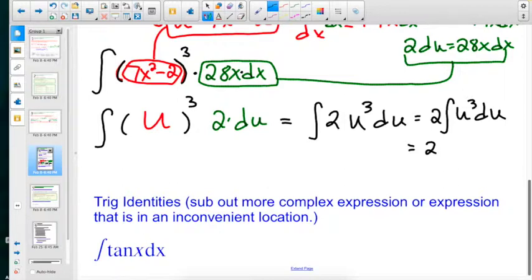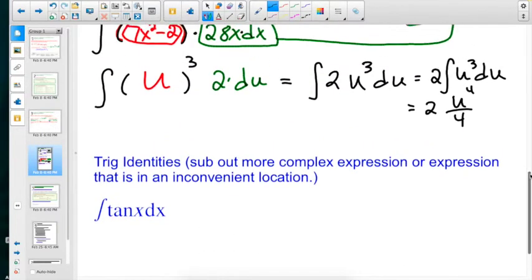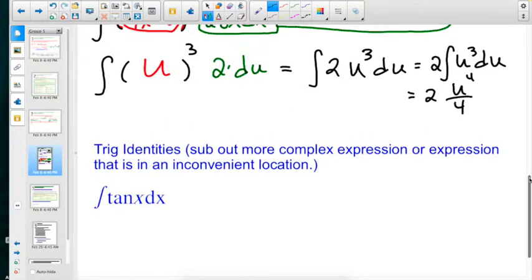Bump up the power. Yep, bump up the power to a 4, divide by that new power. Don't think about it too much. Just bump up that power and put that new power in the denominator. Okay, and of course I also need a plus what? C. Right? The du and the integral sign, the antiderivative sign, go away after we've done the integration process. Those are part of the notation for please find my antiderivative.